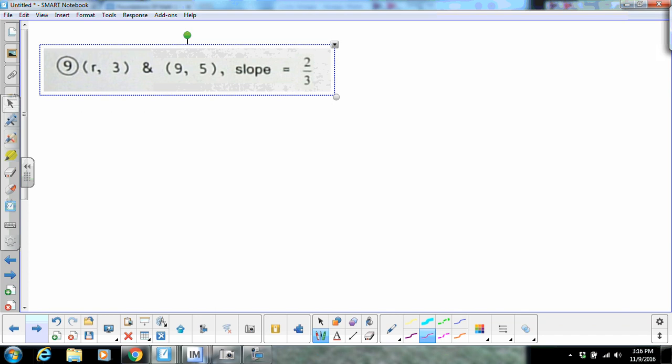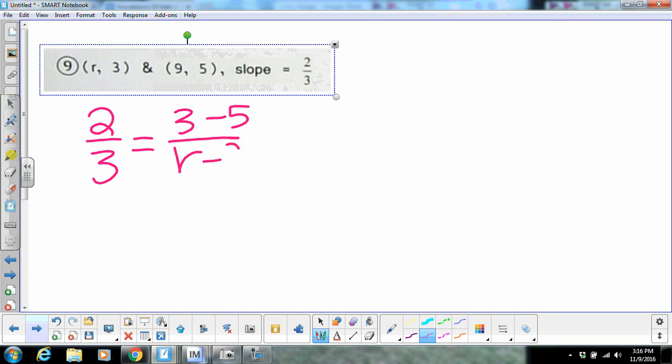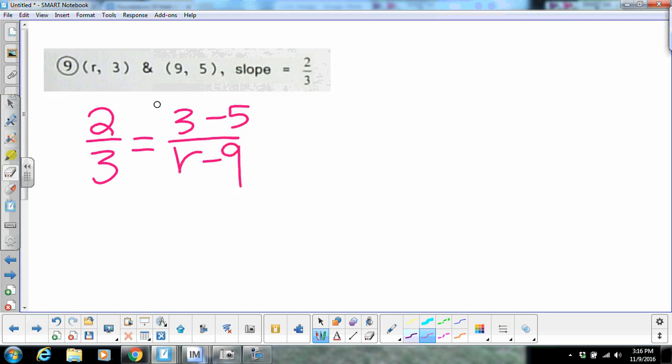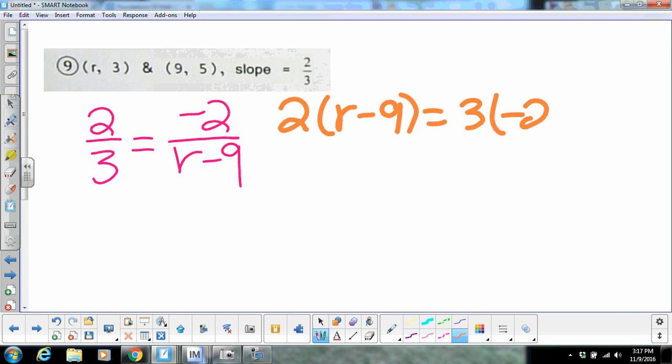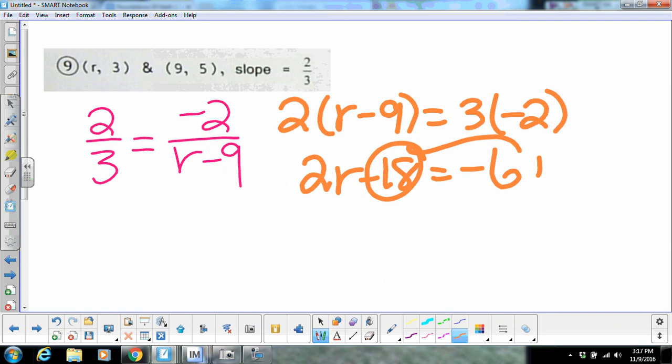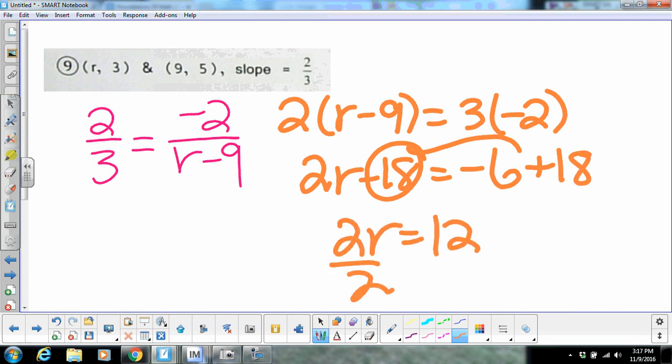Okay, so the last problem I'm going to do is one of your R problems. So I'm going to set it up the same way. The slope equals y minus y over x minus x. In this situation, we're going to simplify 3 minus 5, that's going to give me negative 2. And now I'm going to cross multiply: 2 times (r minus 9) equals 3 times negative 2. So 2r minus 18 equals negative 6. Add your 18, so 2r equals 12, and divide by your 2, and r would equal 6.